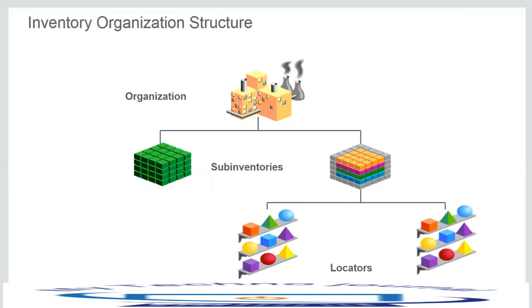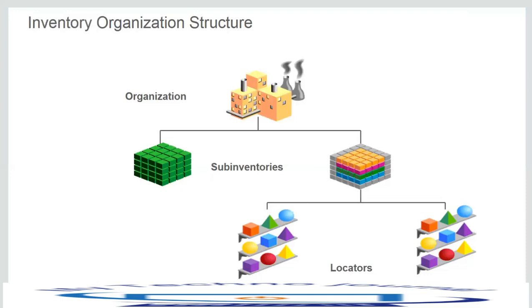Just to take an example, for storing raw materials, we could create a separate sub-inventory which we can call raw material inventory. And for finished goods, a finished goods inventory sub-inventory, or for defective materials, you could say defective goods inventory. So this is how we could create sub-inventories for logically separating the various kinds of material inventory. And in Oracle inventory, all material within an organization is held within a sub-inventory.